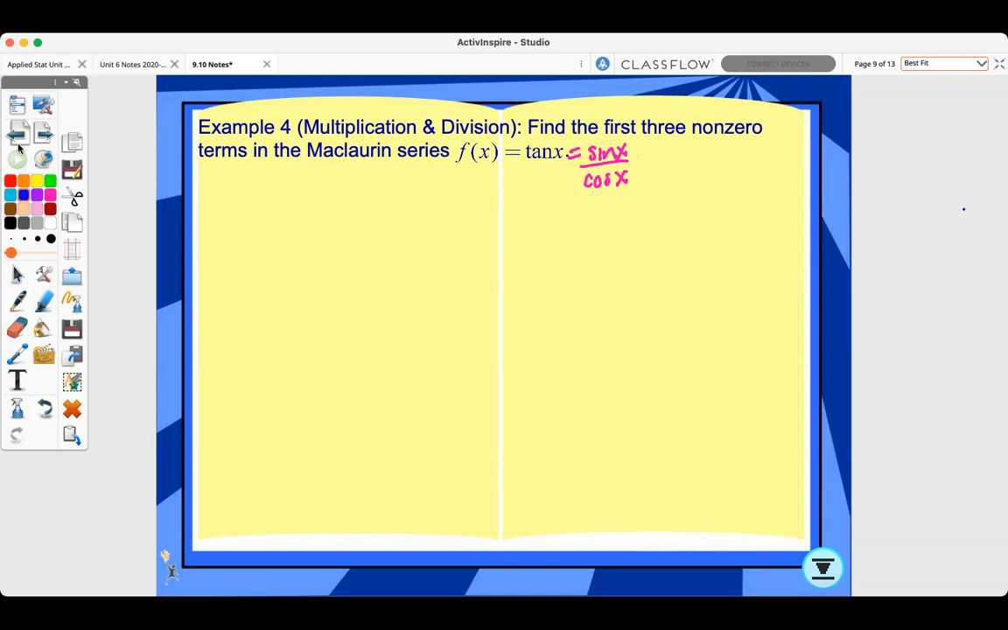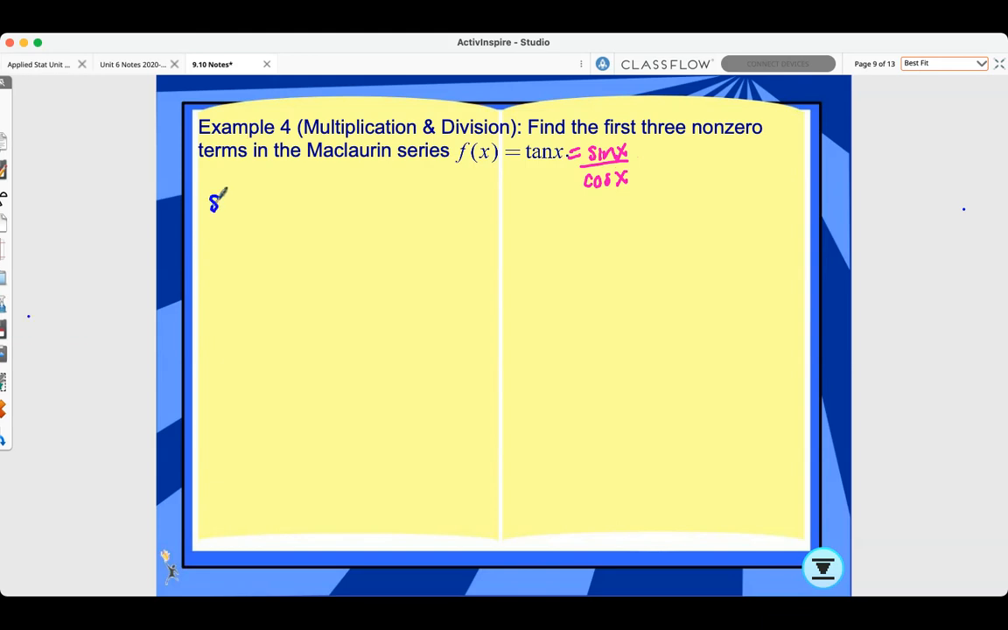So what we need to do here is first list our terms of sine x and cosine x. The sine x is x minus x cubed over 3 factorial plus x to the 5th over 5 factorial minus dot, dot, dot. And then cosine x would be 1 minus x squared over 2 factorial plus x to the 4th over 4 factorial minus dot, dot, dot. So we want to go ahead and divide this, and we want the first three non-zero terms. So we just need to list the first three terms of each of these.